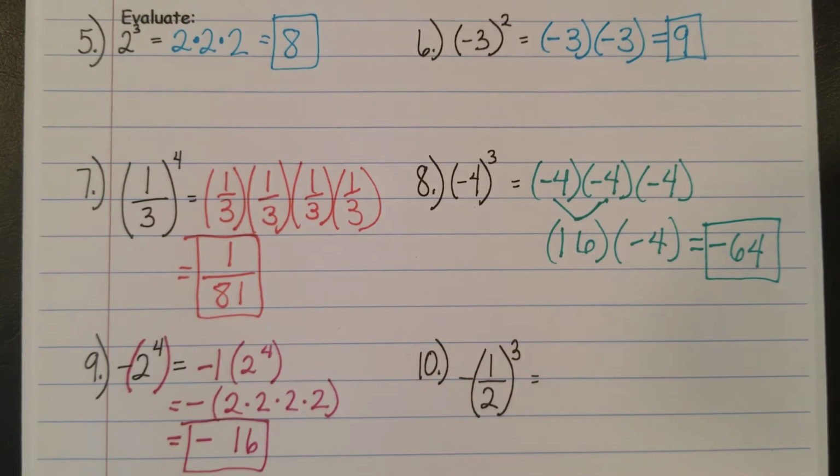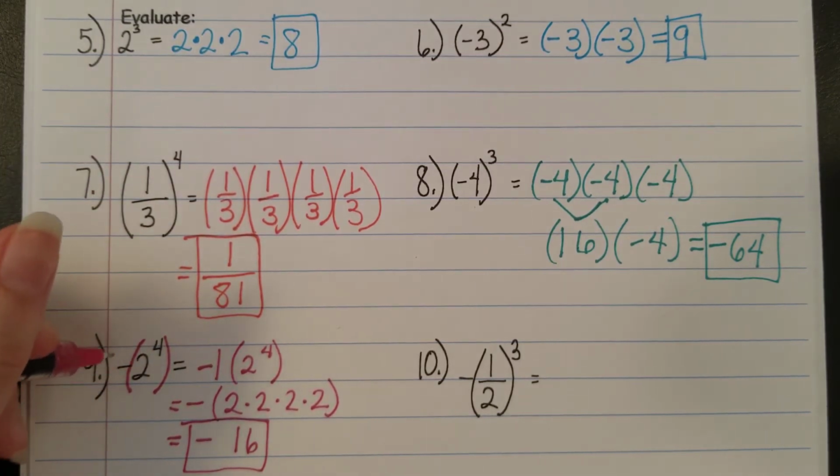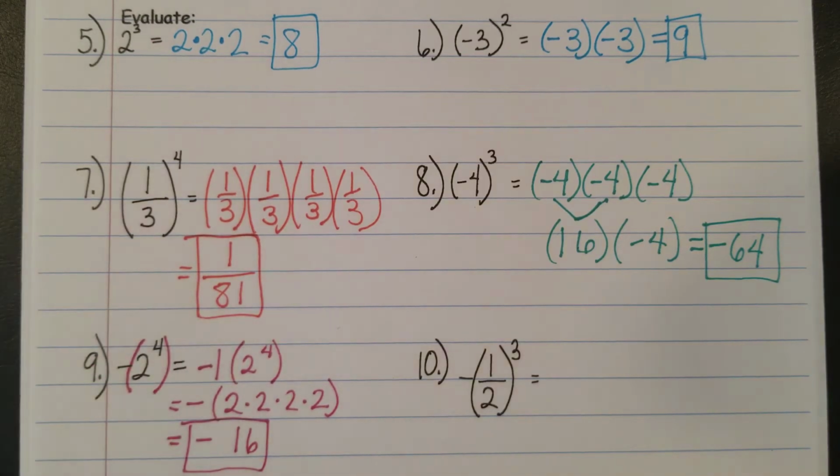So again, this was not a negative number raised to an exponent. This was actually just a positive number raised to an exponent with a negative sign out here.